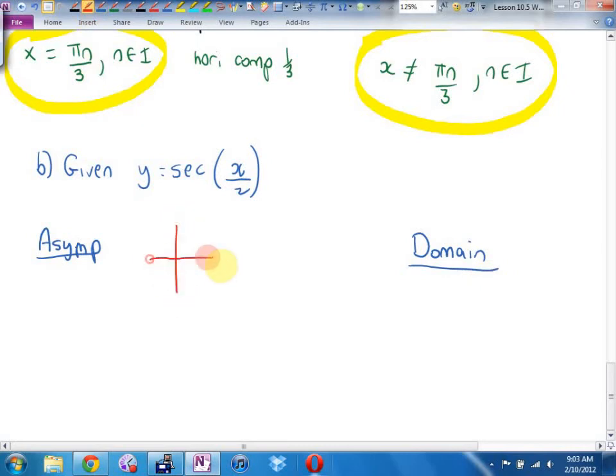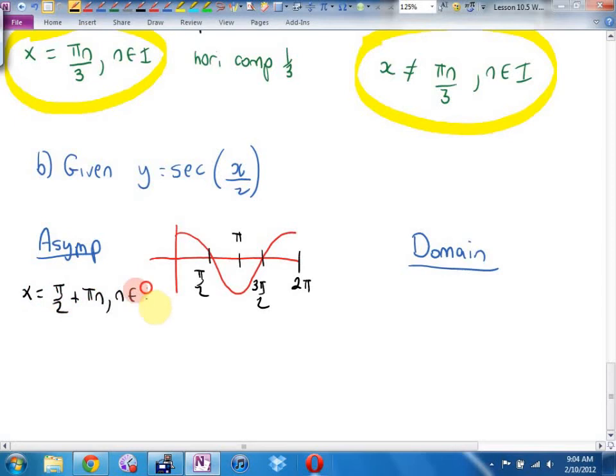So I would sketch cosine, which hopefully you know by now looks like that, where that's 2 pi, that's pi, and this is pi by 2, and 3 pi by 2, and I would say secant is going to have asymptotes where cosine is 0. Normally, secant would have an asymptote x equals pi by 2 plus multiples of pi. It would have a domain of x can't be pi by 2 plus multiples of pi, where n is an integer. Is that okay so far?